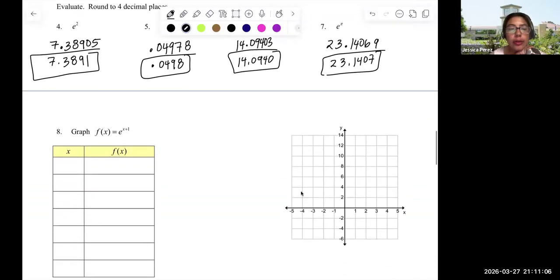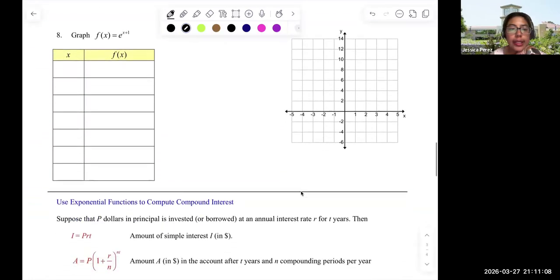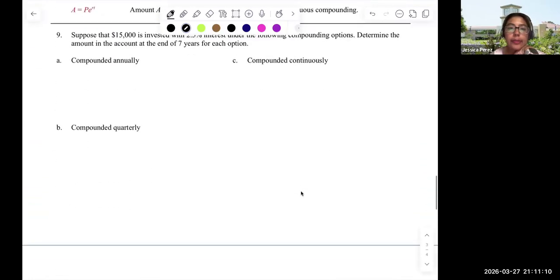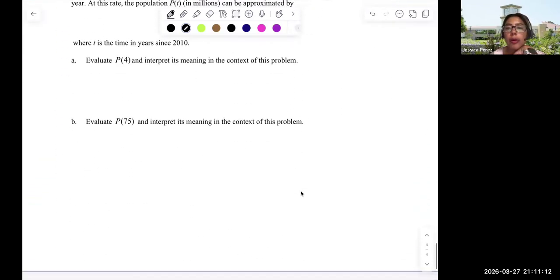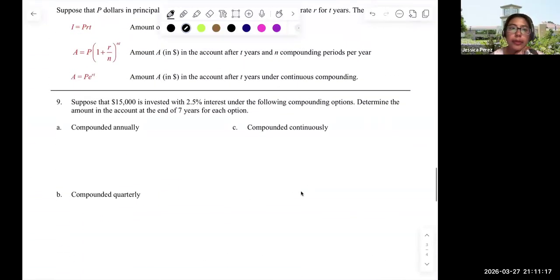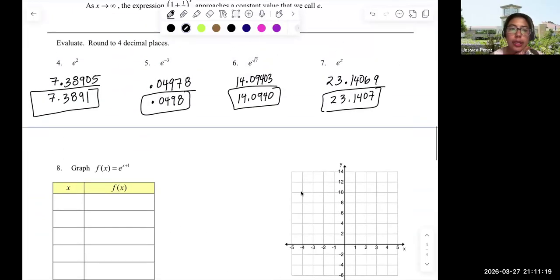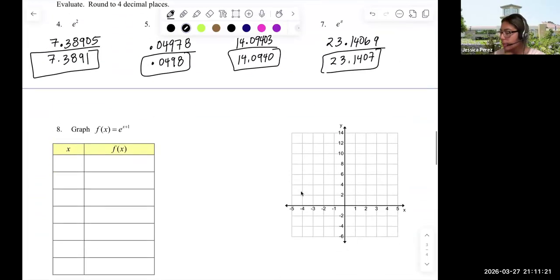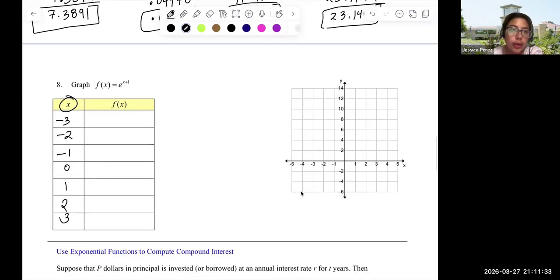Now we want to know what the graph of f looks like. Then we're going to be doing some application problems, and that's going to be the end of section 3.2. Alrighty, let's go ahead and graph this exponential function. Remember, we want to notice that x is independent. So I'm going to plug in -3, -2, -1, 0, 1, 2, and 3. And then we can evaluate this using our calculator.